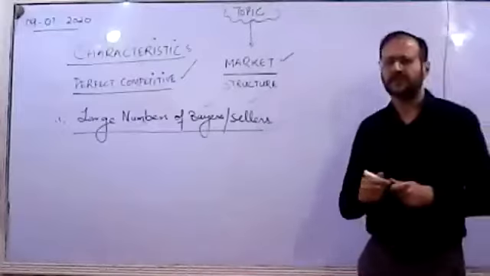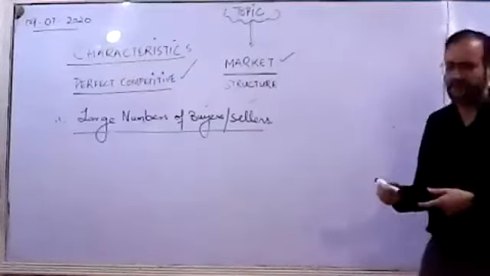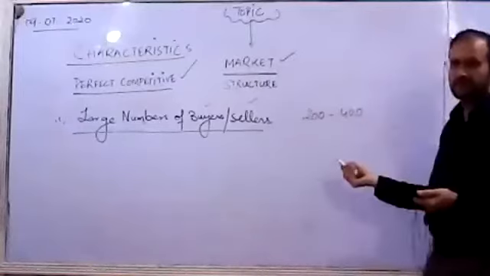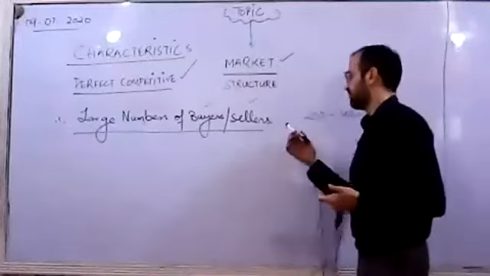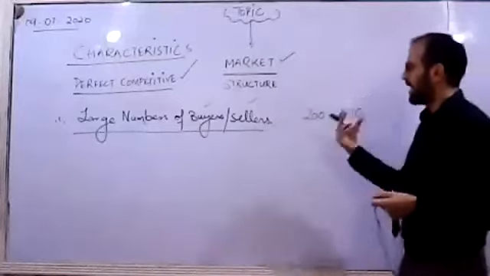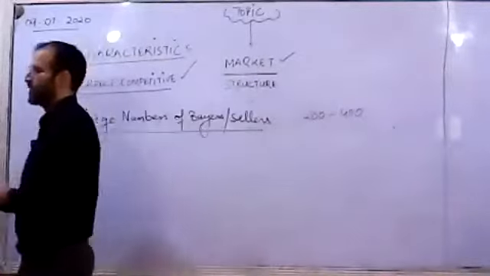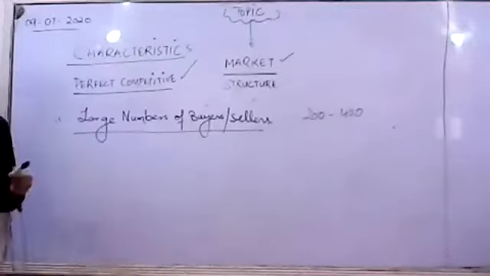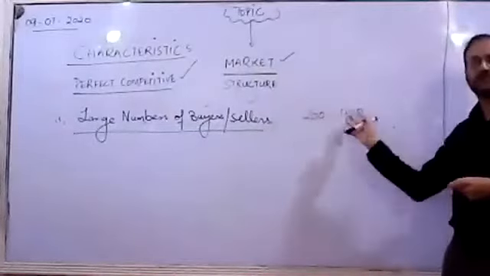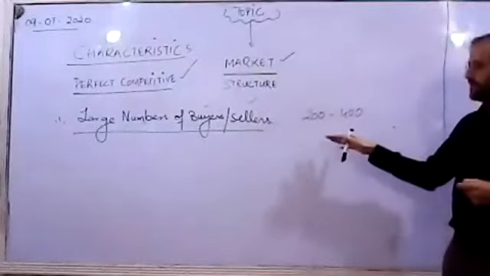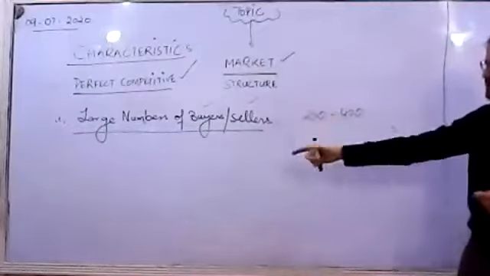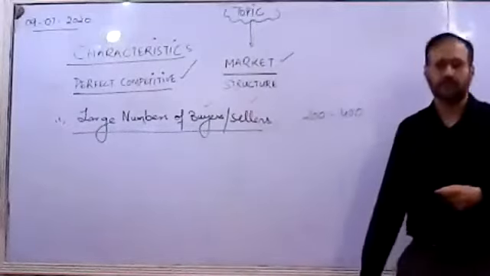So let's assume, how many buyers and sellers? Approximately we can say from 200 to 400 buyers and sellers. We can assume that wherever the buyers are in number of 200 to 400, the sellers are almost in the same numbers. So we are going to find out which type of market structures are there, but after we put all the points on the board.